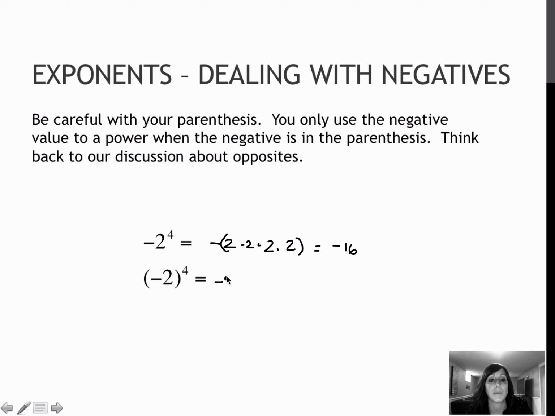My second example is negative 2 multiplied 4 times, because the negative is on the inside, and so a negative times a negative is a positive, and then times a negative makes it negative, and times another negative makes it positive. So keep in mind that this negative on the outside is essentially this: negative, and then the quantity of 2 to the fourth.